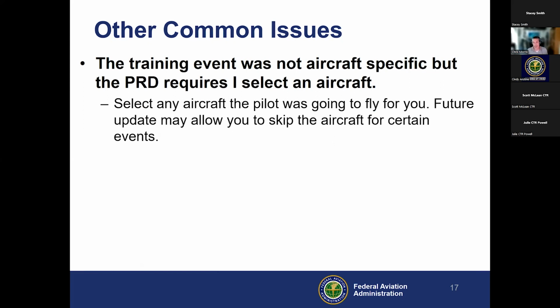You can just select any aircraft which the pilot was going to operate for you. If that upsets your sense of accuracy of the record, and you don't want to have an invalid record, keep in mind that the items that you report to PRD are not authoritative pilot records. The authoritative record is what you maintain in your record keeping system, right? What we have in PRD are really indicators of certain key facts about records. Because the PRD system insists that you select an aircraft, and you say, oh, but this training wasn't really aircraft specific, it's okay to select basically any of the aircraft that the pilot may operate for you. That's fine, and it doesn't change anything about your official record keeping system.